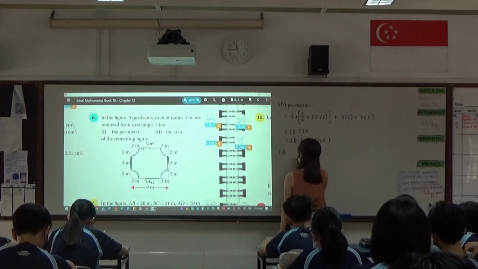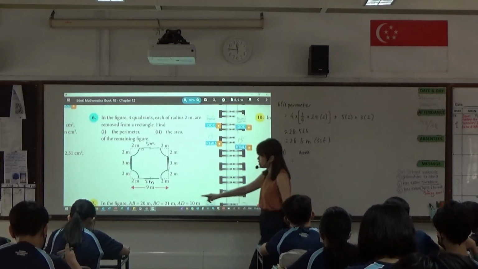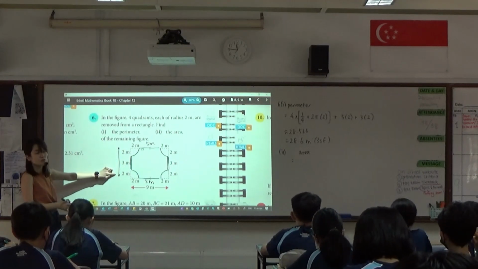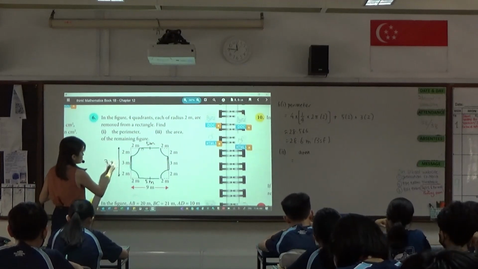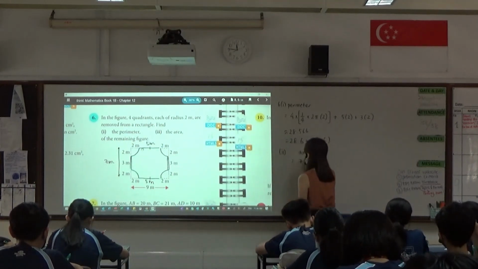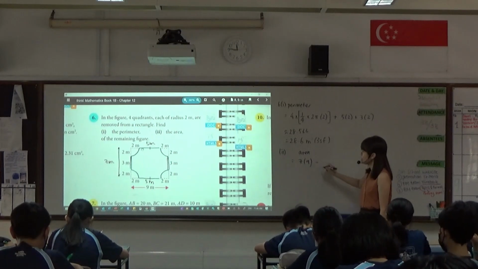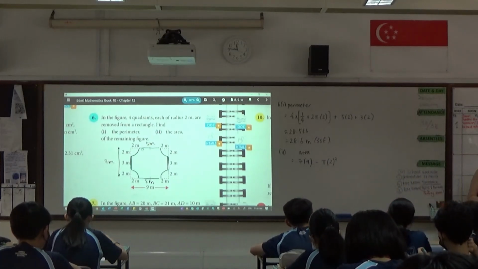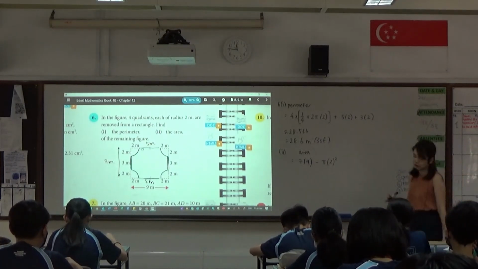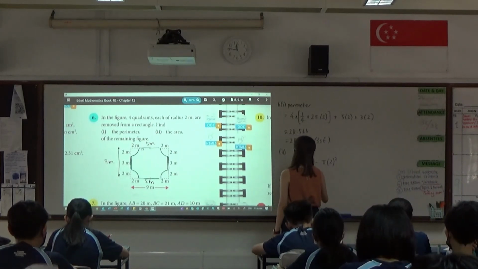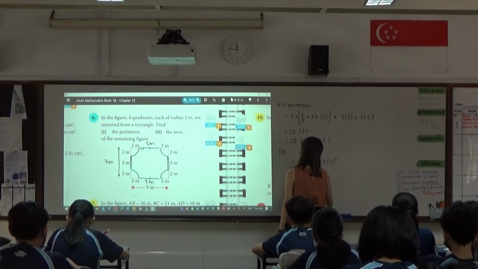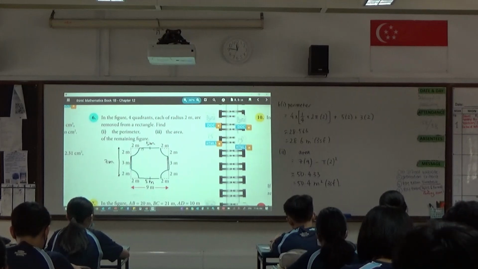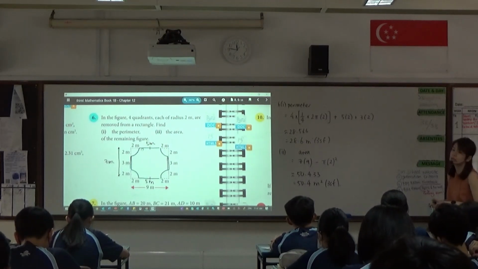So the area will be the entire rectangle, which is 9 meters long, and then this side here is actually 2 plus 3 plus 2. That will give us 7 meters. So 7 times 9 is the entire rectangle, minus away 1 circle, so pi r squared. So pi times 2 squared. That will give us about 50.433. So in 3SF, that's 50.4. Right? Questions?